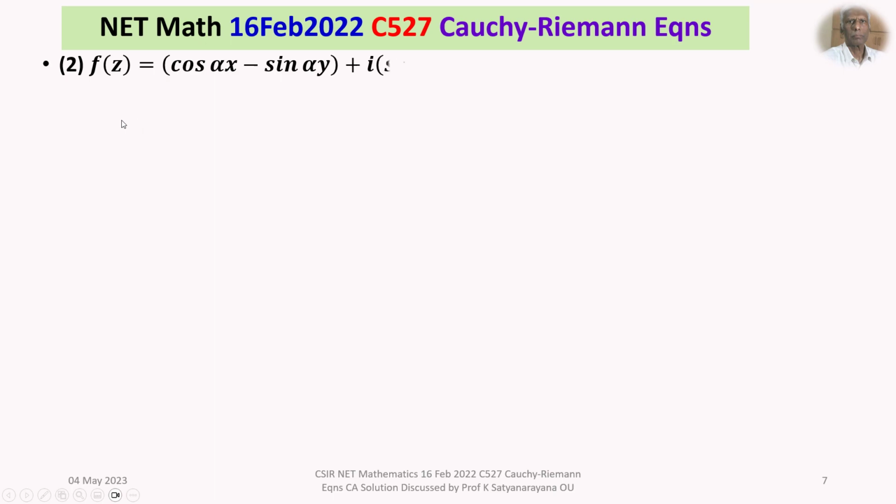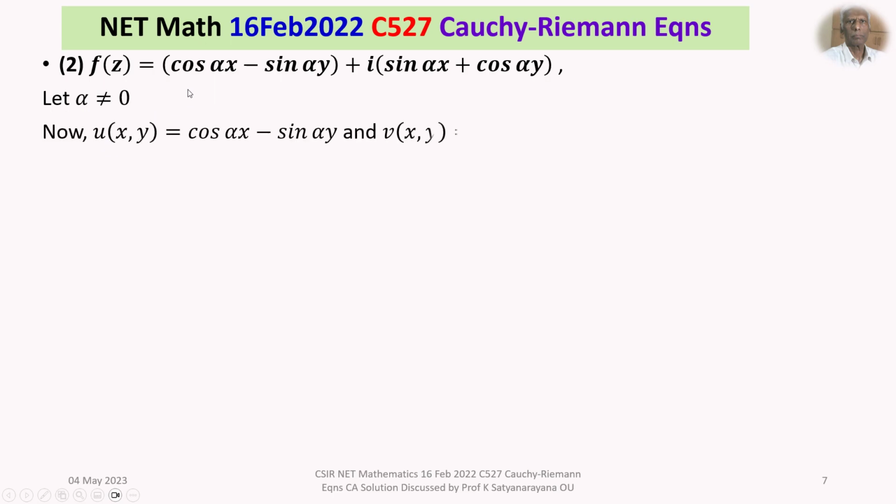We continue, and let us take option 2. f(z) = cos αx − sin αy + i(sin αx + cos αy), where z = x + iy. Nothing is given on alpha, therefore we assume alpha is not equal to 0. So that is the major constraint on alpha. So now u(x,y) is cos αx − sin αy, and v(x,y) is sin αx + cos αy.